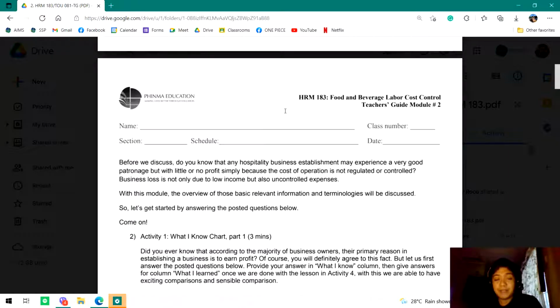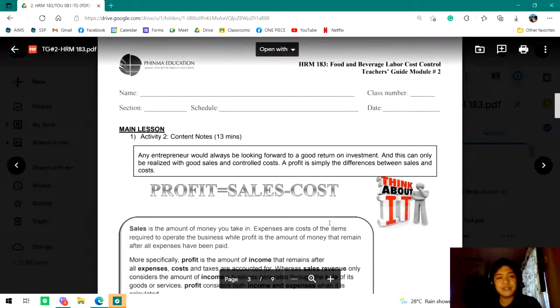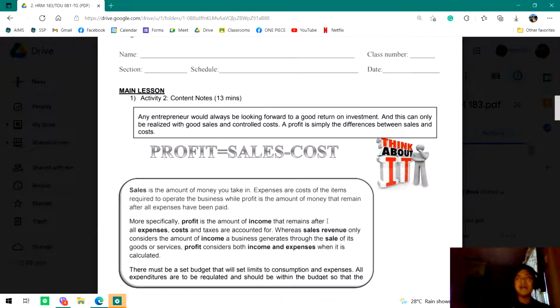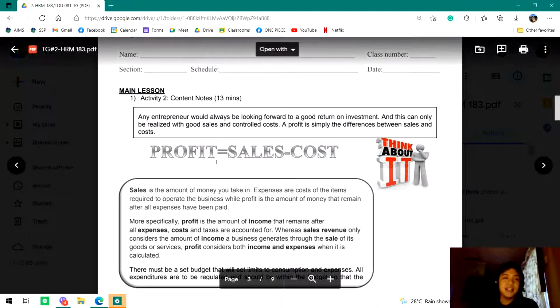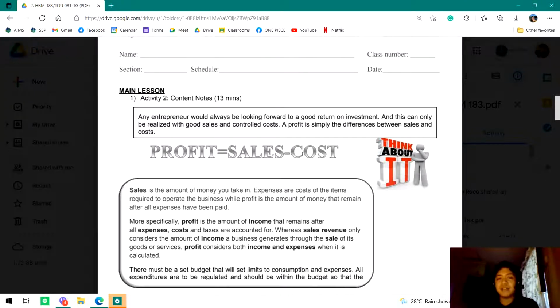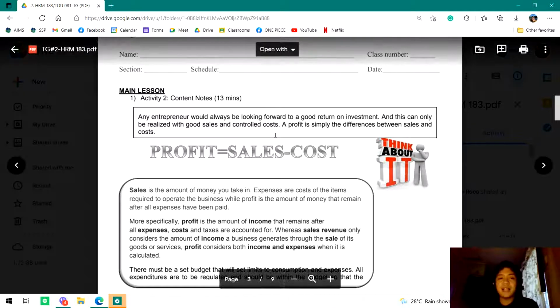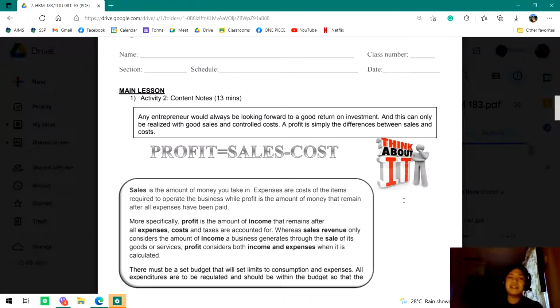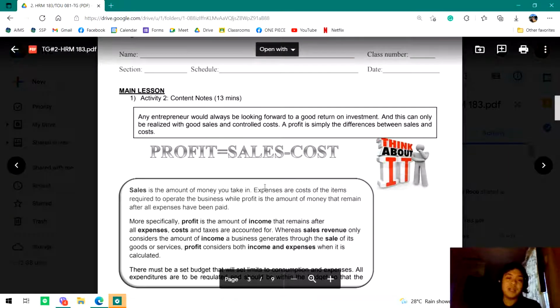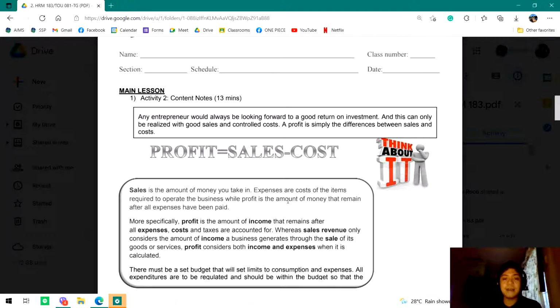So, let's begin. First things first, what we have to emphasize on is this. Profit equals sales minus cost. Ito talaga ang pinaka formula ng profit natin. And yun nga no, let's himay-himay natin to. Sales here is the amount of money you take in. Expenses are cost of the items required to operate the business, while profit is the amount of money that remain after all expenses have been paid.